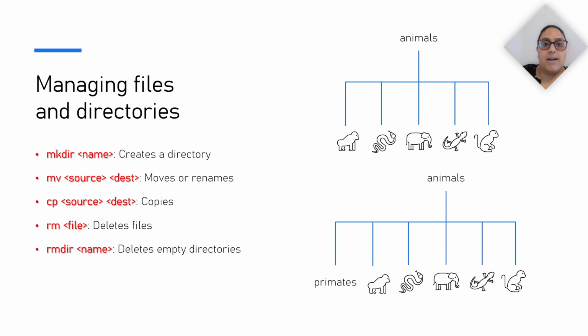To delete a file, use rm, like rm filename, or rm snakes. And to remove an empty directory, use rmdir, like rmdir followed by the name of an empty directory.